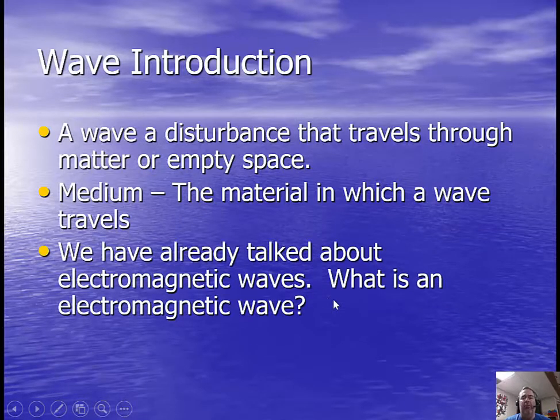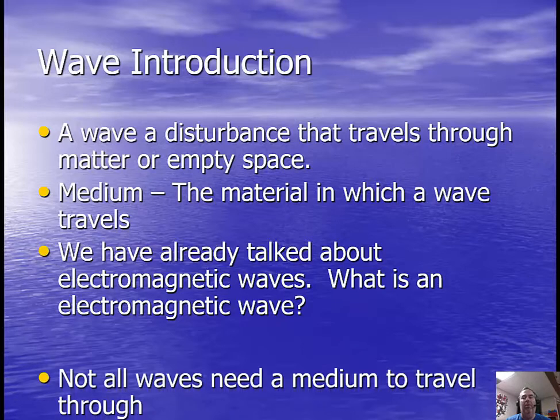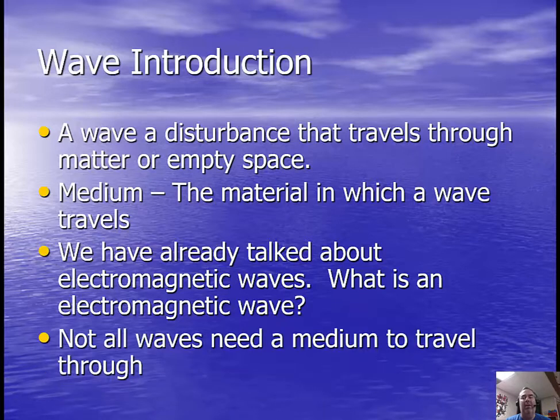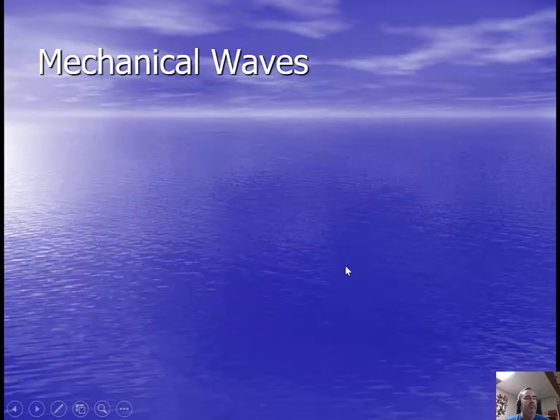Now, we've talked about electromagnetic waves. We talked about sunlight, we talked about radio waves, we talked about x-rays, we talked about gamma radiation and things like that. But when we talked about electromagnetic waves, the one thing that we kept saying is they do not need a medium to travel in. So that sunlight, the UV rays, the infrared, the heat, things like that, all of that is going to be able to travel through empty space.